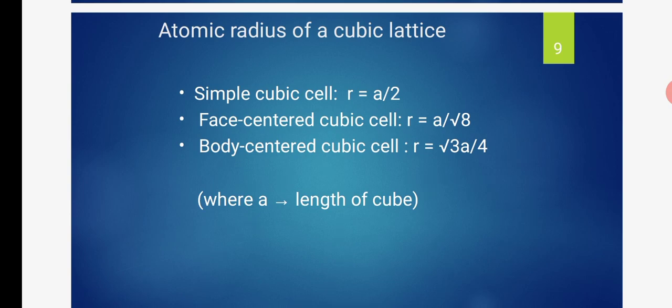Now here in this slide, atomic radius of cubic lattices calculation is shown. Simple cubic cell, R, R means radius, is A by 2. For face-centered cubic cell, R radius is A divided by square root of 8. And for body-centered cubic cell, R is equal to square root of 3 A by 4, where A is the length of the cube.